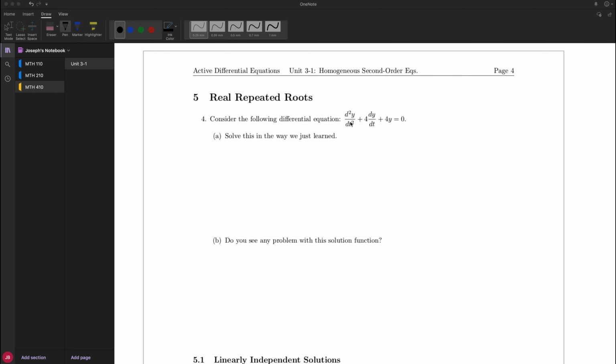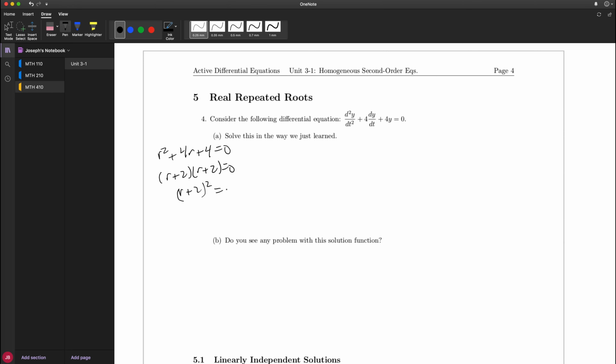So we have y double prime plus 4y prime plus 4y equals 0. So the characteristic equation is going to be r squared plus 4r plus 4 equals 0. And you can factor this as r plus 2, also known as (r plus 2) quantity squared. And so we have only one root to this equation, but it's repeated, right? It has multiplicity two, as we would say, because it's repeated twice.